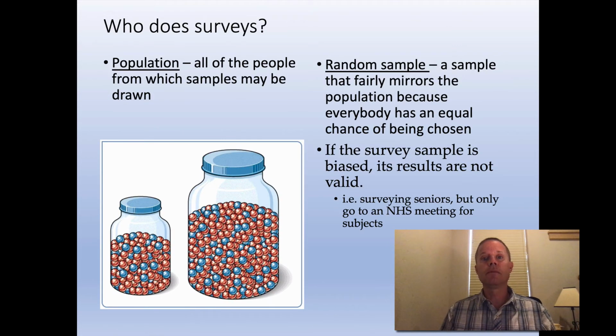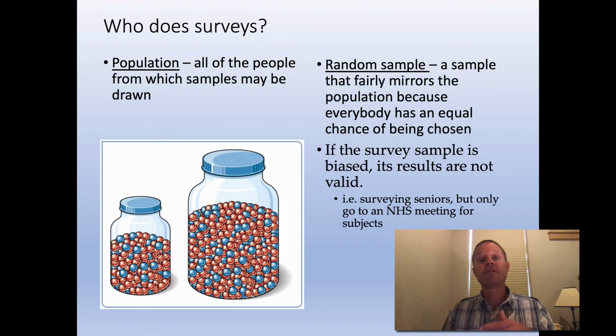With surveys, you have the general population, which is all the people. So if you wanted to survey Gallatin High School, every student at Gallatin High School would be the population. But then from that population, you would take a random sample. You would randomly select 100 people to give the survey to.